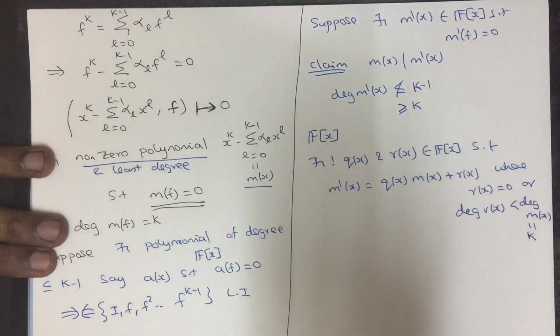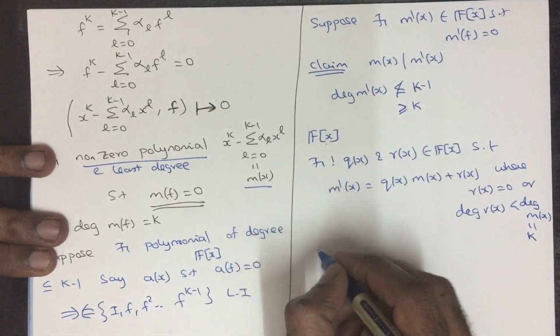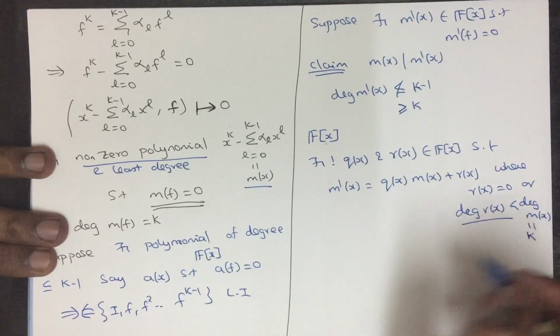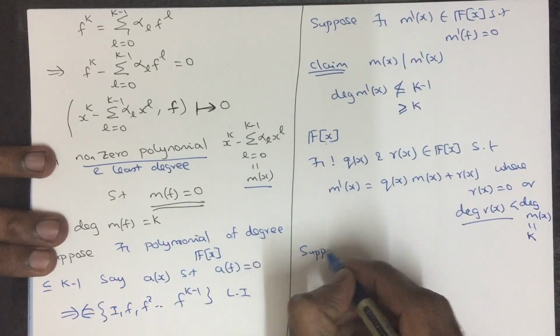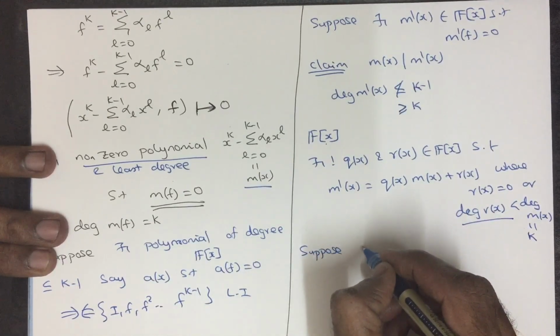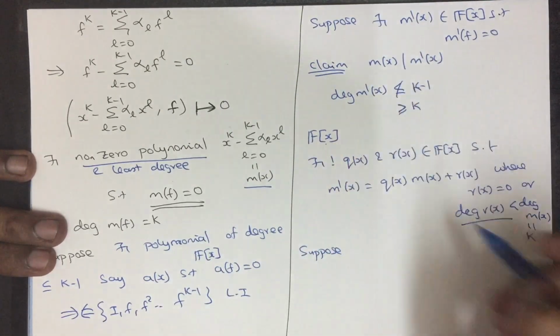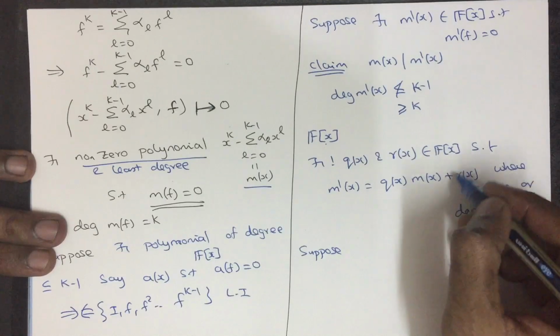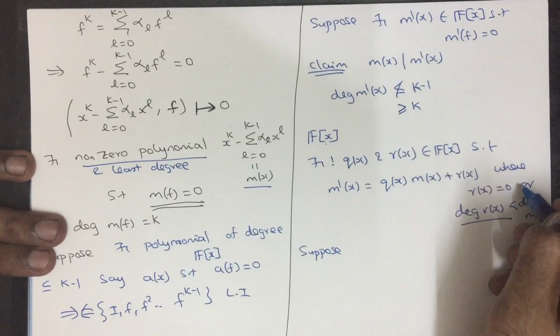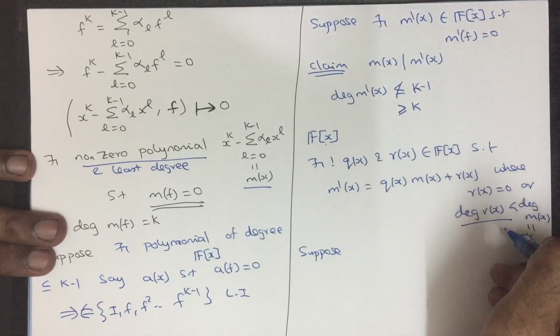So these are two cases. Now consider the second case. We have to show the claim that m of x divides m dash of x, therefore indirectly we have to show that r of x is 0. We will prove that this case is not possible by contradiction.